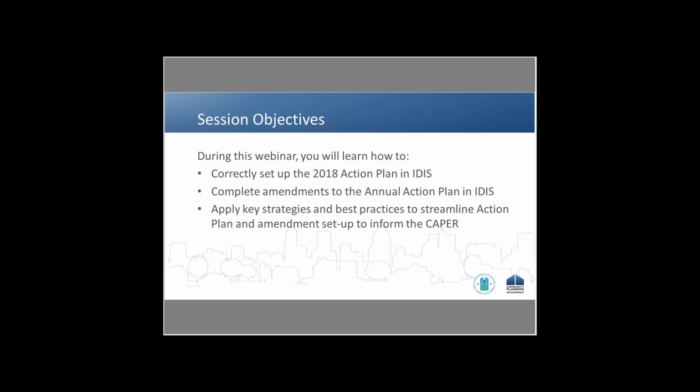And then finally, talk through some of the best practices and strategies to streamline your action plan and amendment process, to make sure all of that data is flowing from your comp plan to your action plan to your CAPR. All of you on the line now have been in the eCon Planning Suite for a couple of years. You know that the data flows through the process. It begins with the comp plan, then goes to your action plan, and then to your CAPR. And we want to talk through some strategies to make sure that that data is flowing as smoothly as possible.